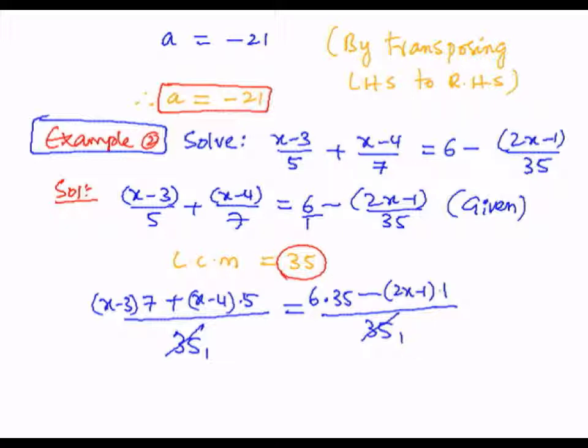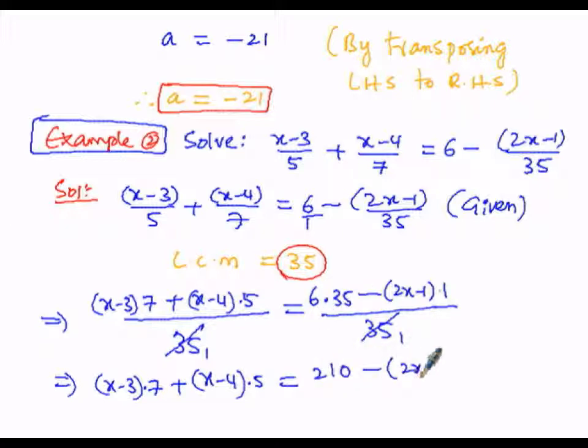So in this manner I got, that implies, x minus 3 into 7 plus x minus 4 into 5 is equal to 6 into 35, which is 210, minus 2x minus 1.